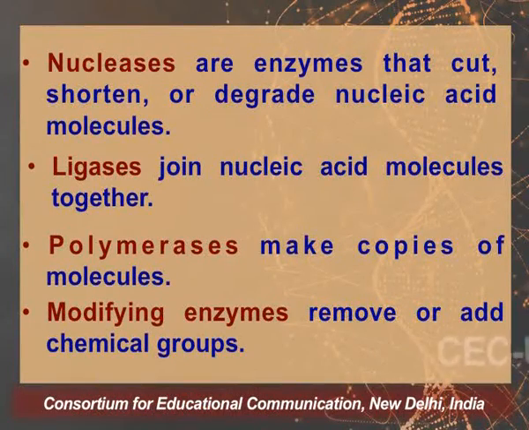So, there are nucleases. These are the enzymes that cut, shorten or degrade the nucleic acid molecules. For making a recombinant DNA, we need to have 2 DNA from different sources and put them together. To do that, we need to cut these 2 DNA molecules and then ligate them together. For cutting, nucleases are used, and in another section we have already talked in detail about the restriction endonucleases which cut the DNA at specific sites.